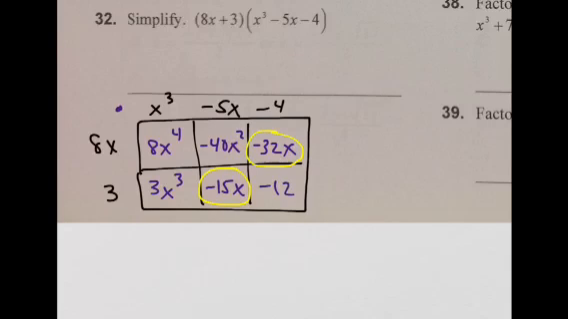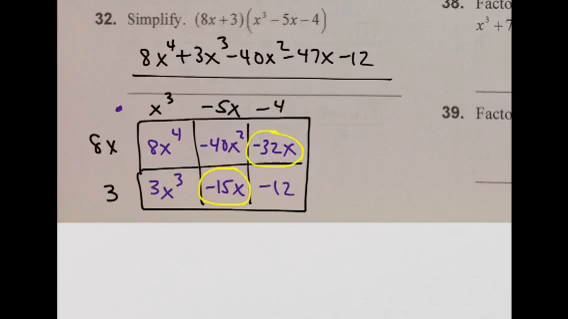Okay? So starting with the highest degree, we get 8x to the fourth, and then 3x cubed, and then negative 40x squared. Negative 15 and negative 32 is negative 47, minus 12. And that would be the answer right there.